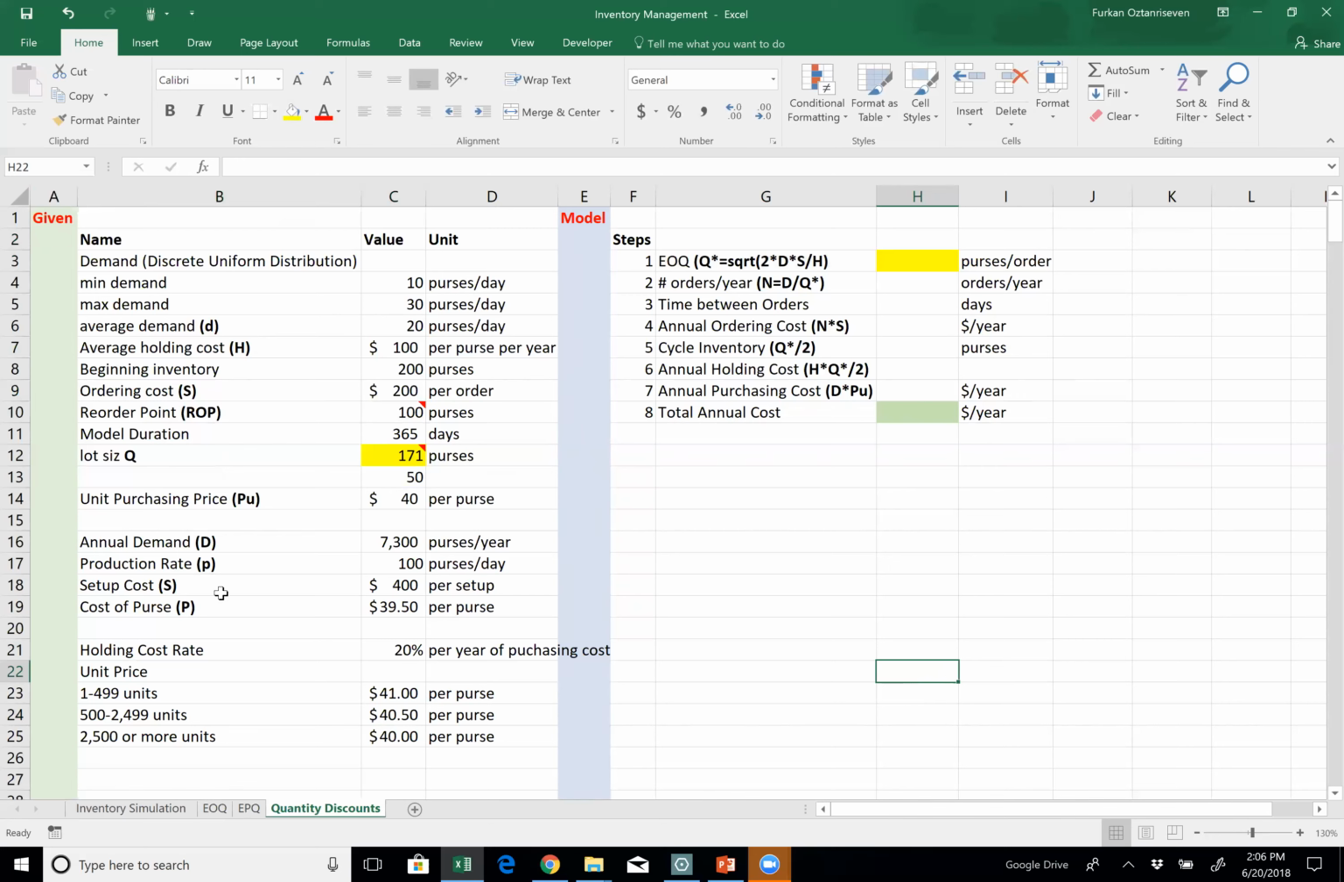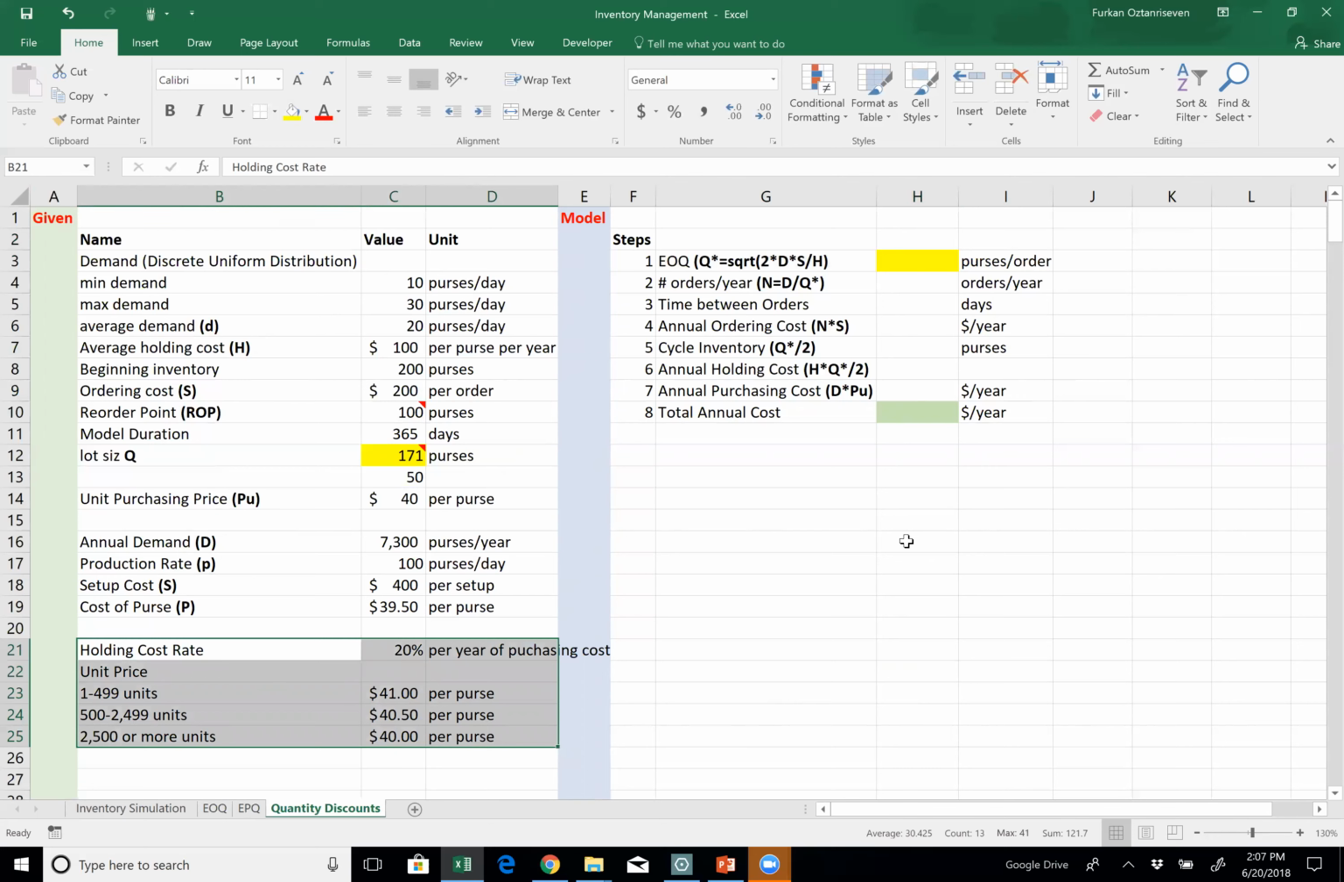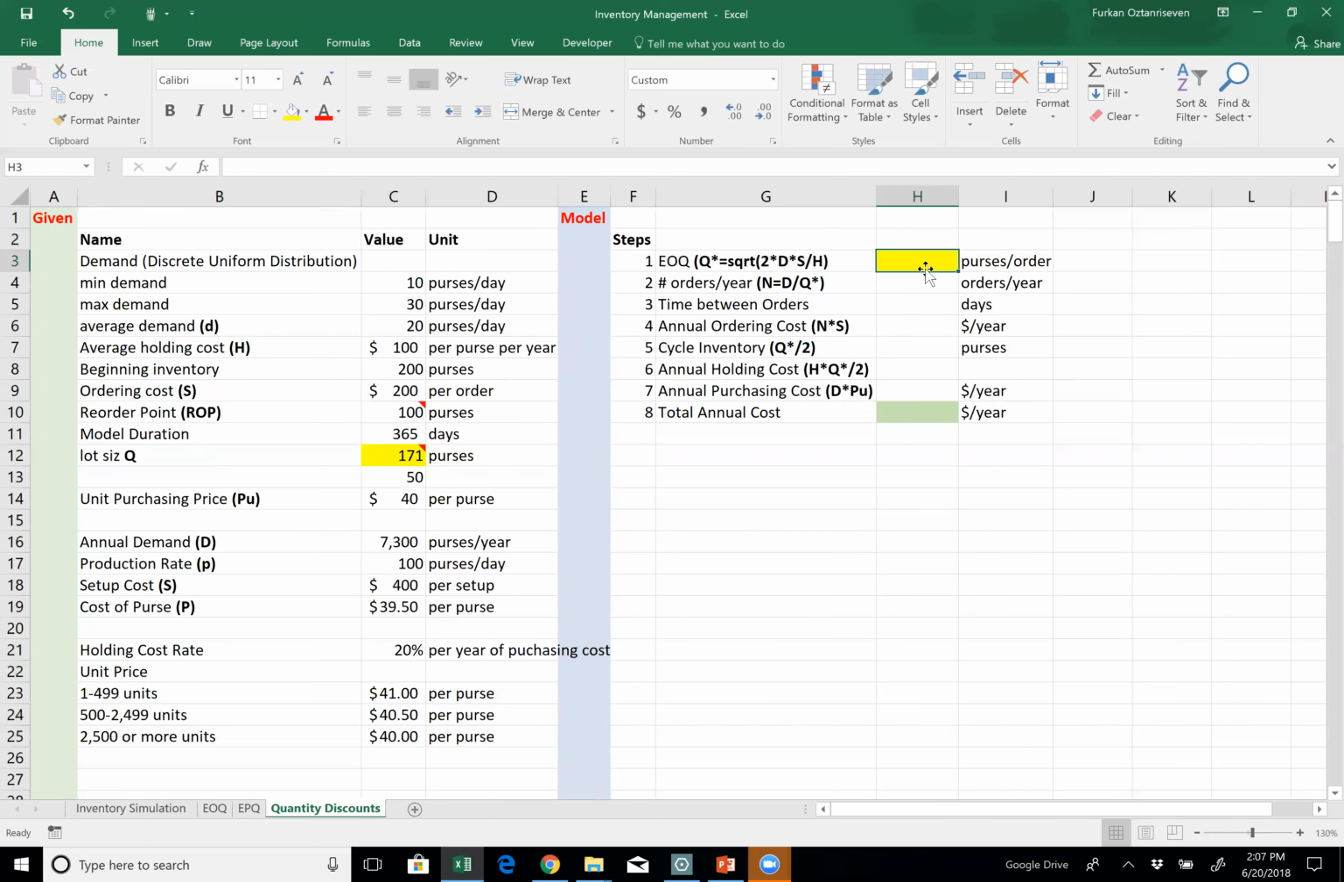All right, so now based on these numbers, let's calculate our economic order quantity. The economic order quantity formula is right there. So let's do that: square root of 2 times D, capital D, which is right here, times S. In this case, S is the ordering cost, which is 200 per order, divided by the holding cost, which is H. We were using this as $100, but instead of using $100 here, now it's not a fixed number. It is 20% of my price, which is $41 in this case, right?